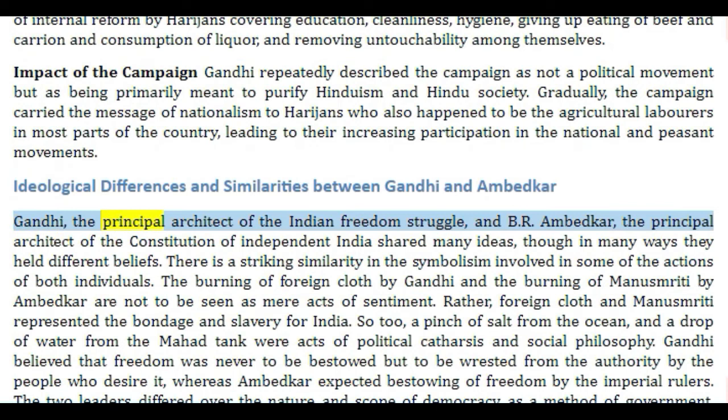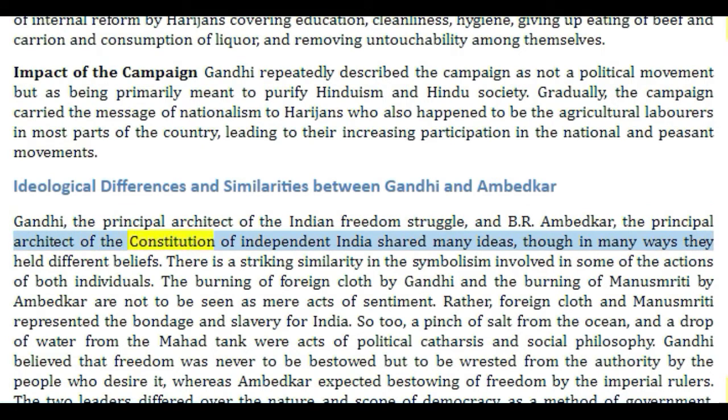Gandhi, the principal architect of the Indian freedom struggle, and B.R. Ambedkar, the principal architect of the Constitution of Independent India, shared many ideas, though in many ways they held different beliefs. There is a striking similarity in the symbolism involved in some of the actions of both individuals.